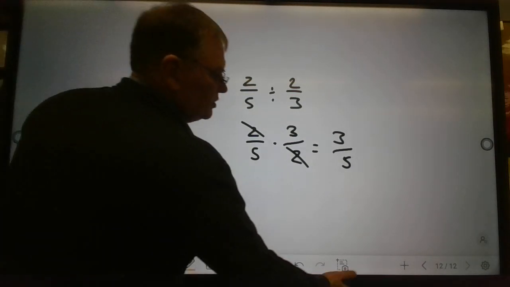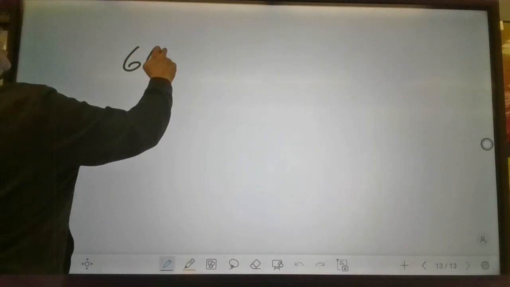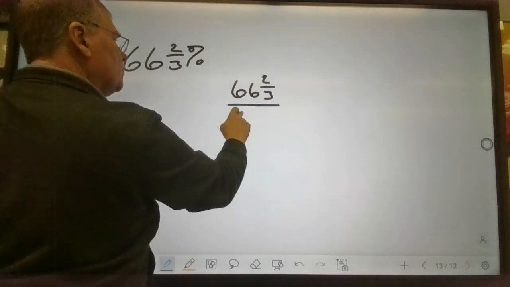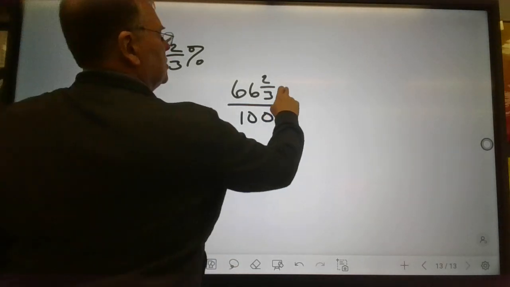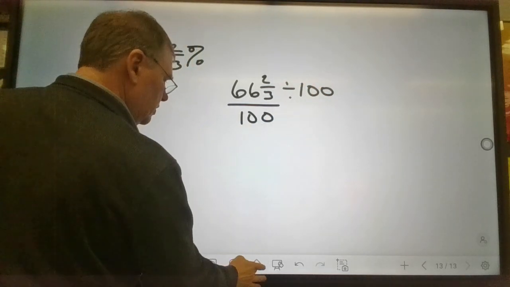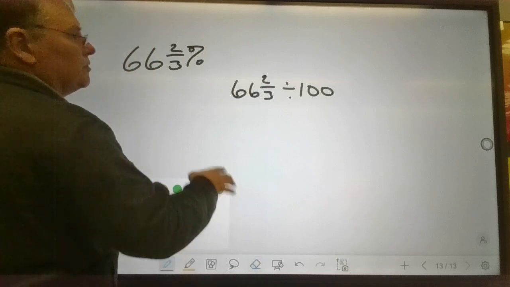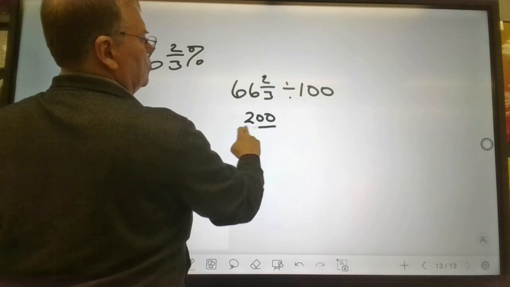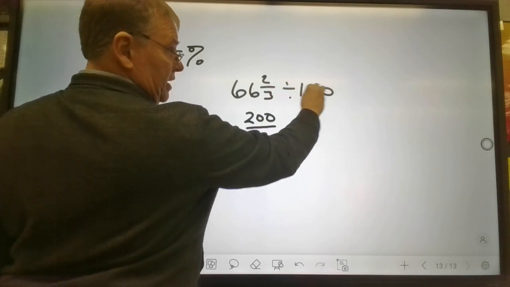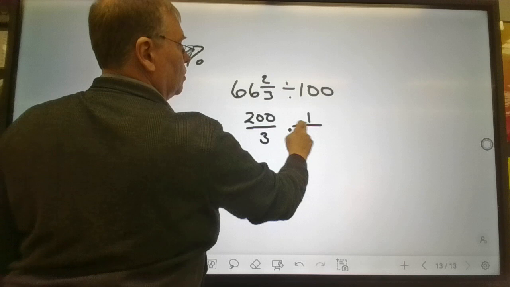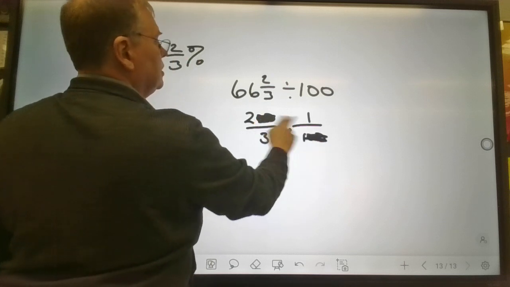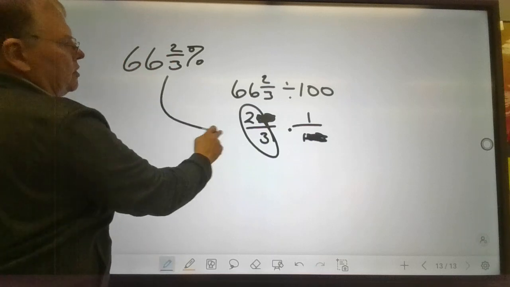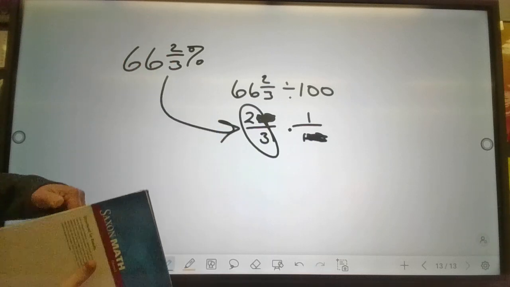Letter D, 66 2/3%. Well, remember, percent means out of 100. So 66 2/3 over 100, which means divide by 100. And again, you can punch this in your calculator, but doing it the long way, this would end up with 200 over 3. And then dividing, same as multiplying, by the reciprocal, 1 over 100. I can do some canceling, and you see it comes out to be just 2/3. 66 2/3%, you might have already known that, is the fraction 2/3, and vice versa.